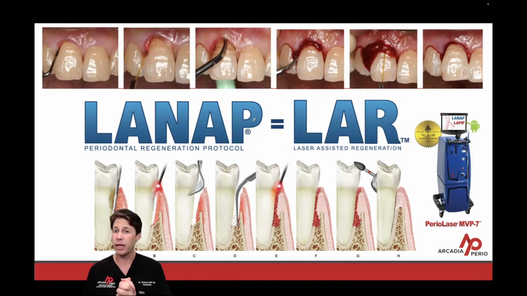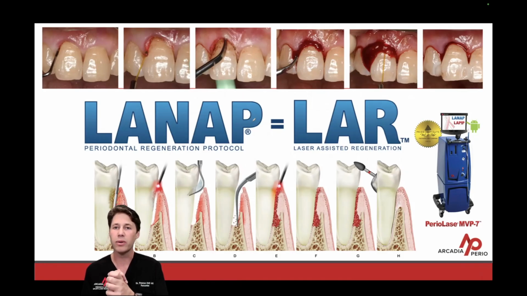So I want to take a moment and I really want to walk through the different steps of LANAP, right? Laser assisted new attachment procedure. When I'm talking about LANAP, I'm talking about a full mouth disease protocol treated in one sitting. When I'm talking about laser assisted regeneration, I'm still using the Periolase MVP-7, but I'm doing it in site specific areas. So let's walk through this schematic here and let's talk about these steps individually so it helps you better understand what is going on when we treat periodontal disease at Arcadia Perio.